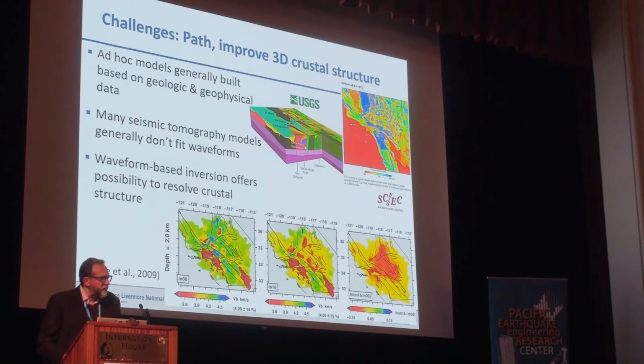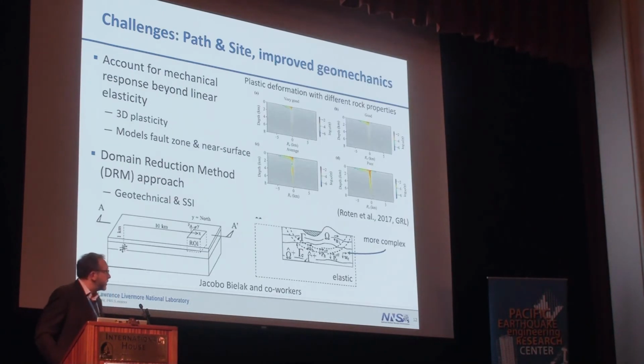Waveform-based inversion methods, full waveform inversion or adjoint tomography, promise to provide more well-resolved 3D crustal structure. And Carl Tape, in his thesis work at Caltech 10 years ago, showed this in Southern California, and that's something we'd like to do in the Bay Area and other places.